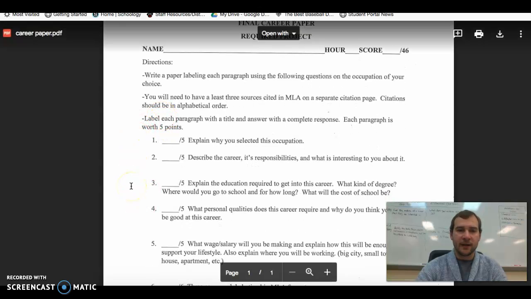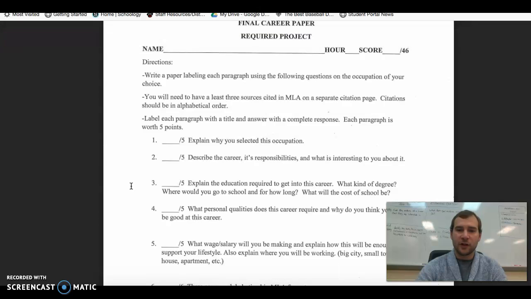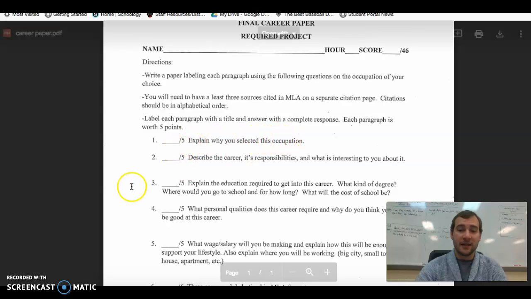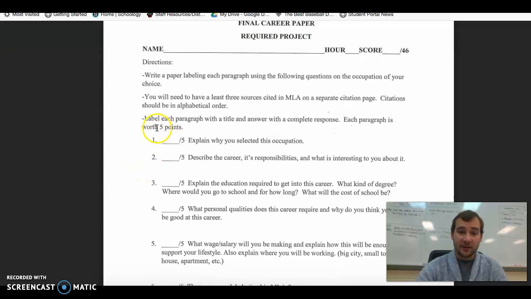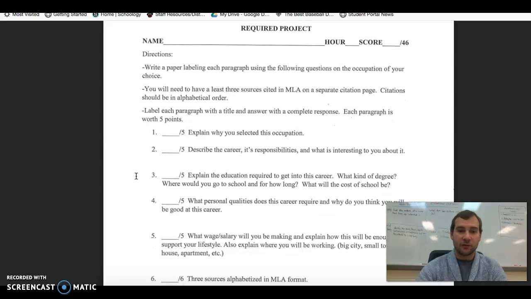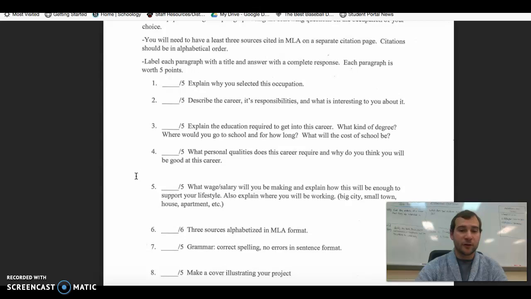It says, write a paper labeling each paragraph using the following questions on the occupation of your choice. So when you answer each one of these questions, have this be like a mini header, so that I know exactly what question you're answering, as you can see here. Label each paragraph with a title and answer with a written response that is a complete response. Each paragraph is worth 5 points. So, first paragraph is explain why you selected this occupation. Could be a bunch of reasons why you chose your specific occupation. Just let me know in 5 to 7 sentences.